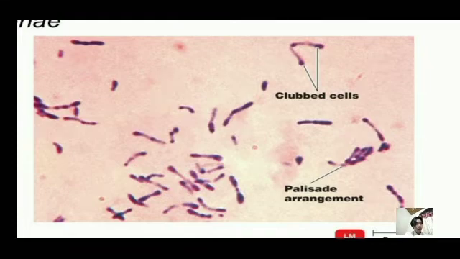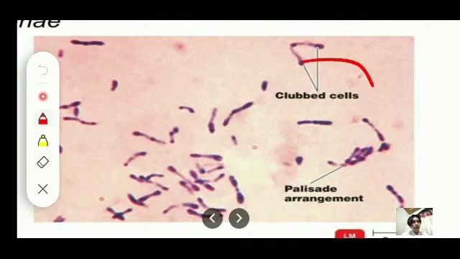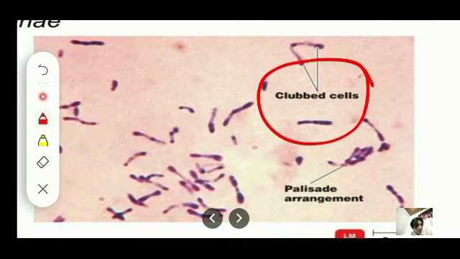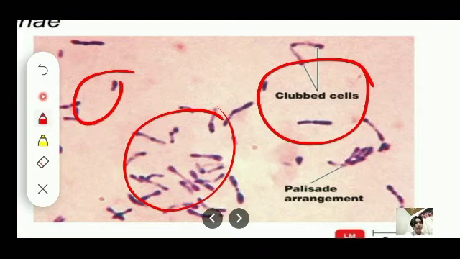So the image shows the club cells. The club cells are often observed folding. As you can see, the form is more of a club shape. And then the other one is observed, so you can see that their sizes and shapes are not the same.